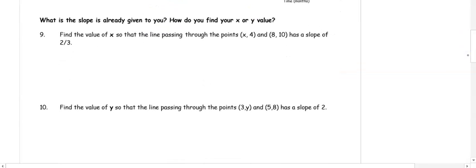What if the slope is already given to you? How do you find the x or y coordinate? This is why the slope equation comes into play and is very important. So the slope equation, y2 minus y1 over x2 minus x1.